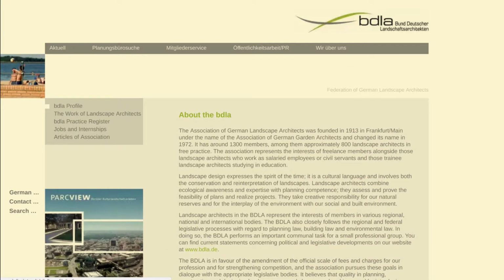The BDLA About page opens with a historical note, and, in the second paragraph, makes interesting comments on the nature of landscape architecture. It is explained as having cultural, ecological, and professional dimensions. I agree. But the text is not a definition, and doesn't seem to be aimed at potential clients.